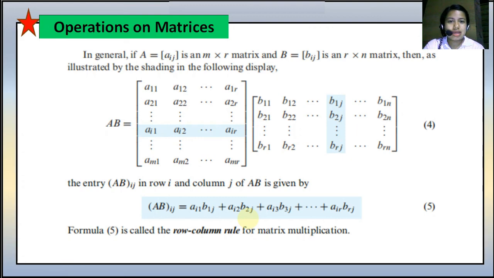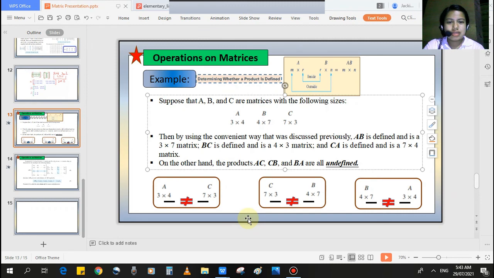So that is our topic on operation of matrices. So that would be all.